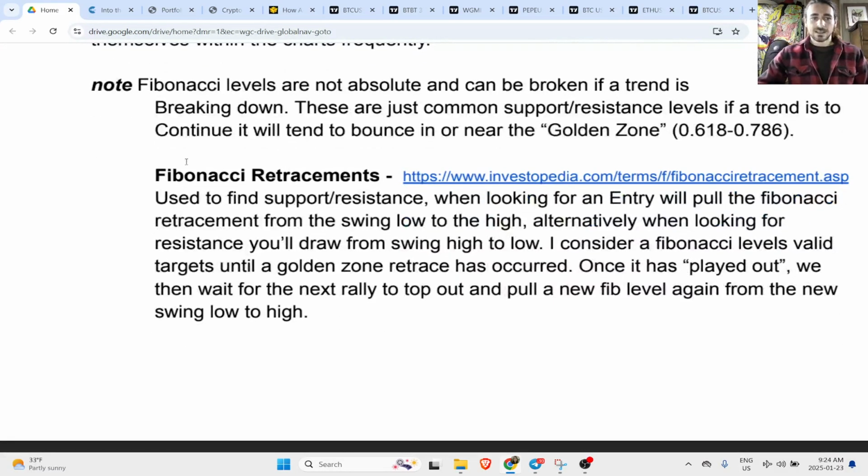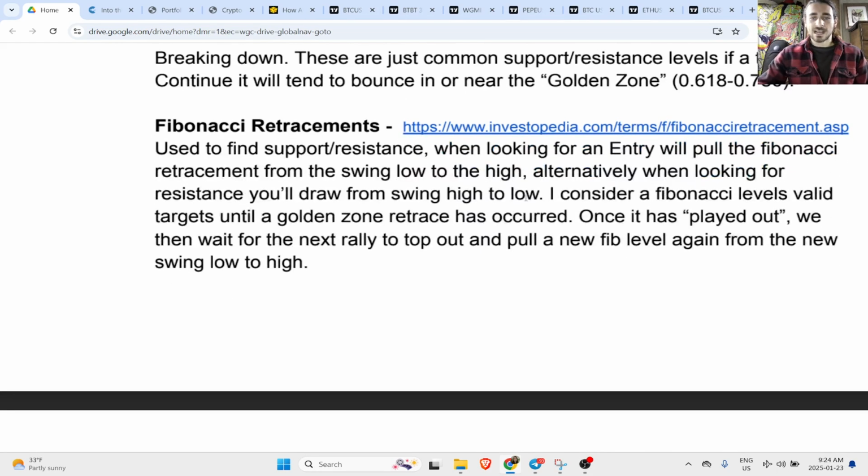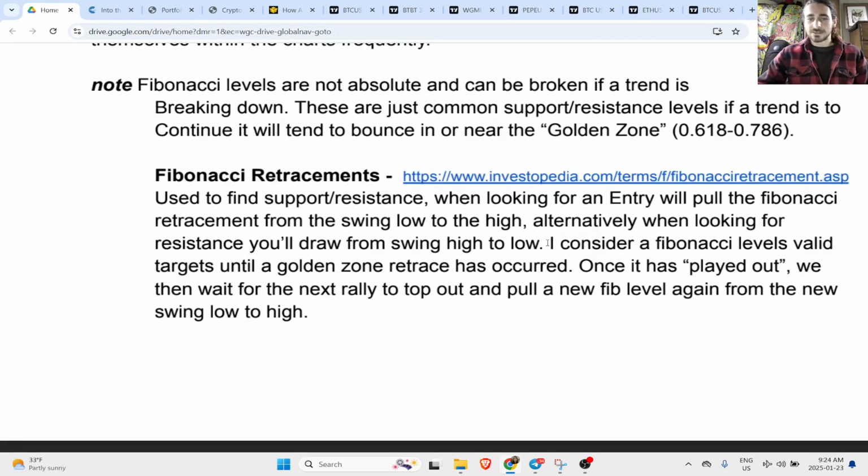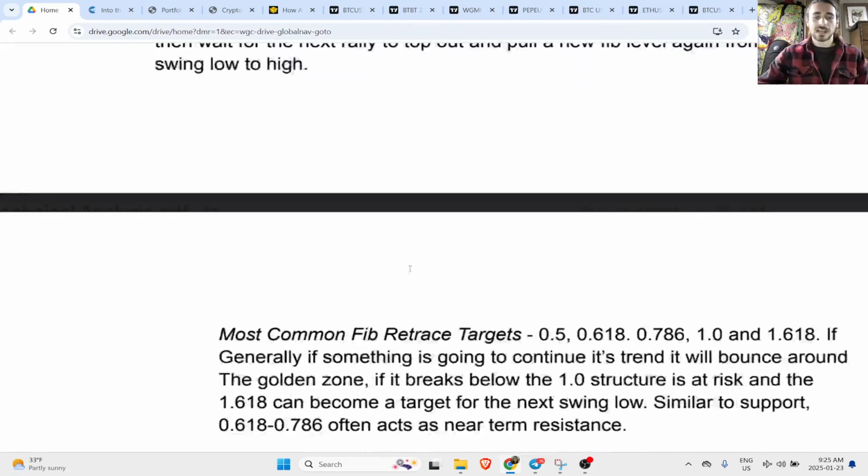We see here Fibonacci retracements are used to find support and resistance when looking for an entry, and we'll pull the Fibonacci retracement from the swing low to the swing high. Alternatively, when looking for resistance, you'll draw it from the swing high to the swing low. I do consider Fibonacci levels valid until we've experienced a golden zone retracement, again to that 0.618, 0.786. Once it has played out, we wait for the next rally to top out and pull a new Fibonacci level from the new swing low to swing high.